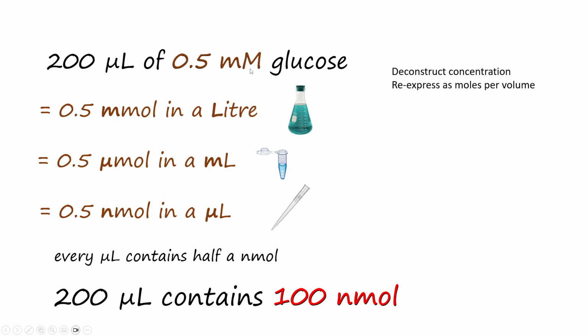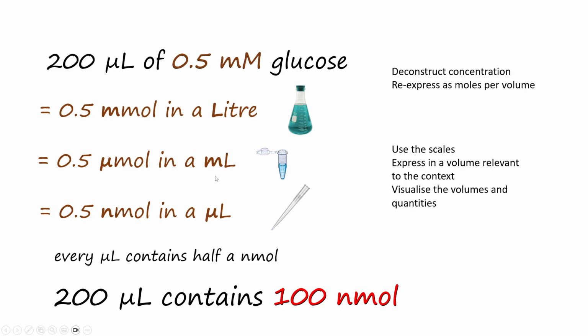So just to go back to the nice way of doing it, remember what we did was we deconstructed the 0.5 millimolar, and we expressed it as moles per volume. We then went through the scales. We used milli, micro, nano, litre, milliliter, microliter. The aim was to get to a volume that was relevant to the context. We really wanted to be in microliters because that's what we were going to be dealing with in the problem. And we expressed everything in plain English. A very, very simple statement that a child could understand: every microliter contains 0.5 nanomoles, and then it was very easy to come up with the answer at the end.